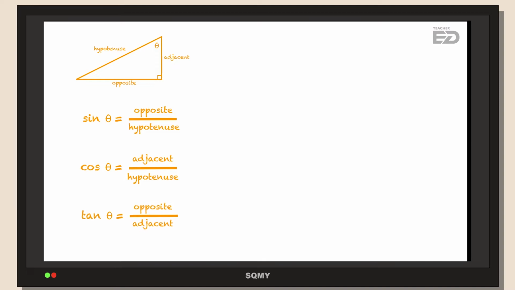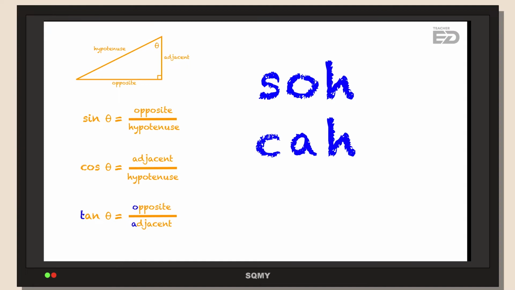If we remember the first letter of each word, for example, sine, opposite, and hypotenuse, we get SOH. With cosine, we get CAH. And with tangent, we get TOA. And that gives us the phrase SOH CAH TOA, which is much easier to remember.